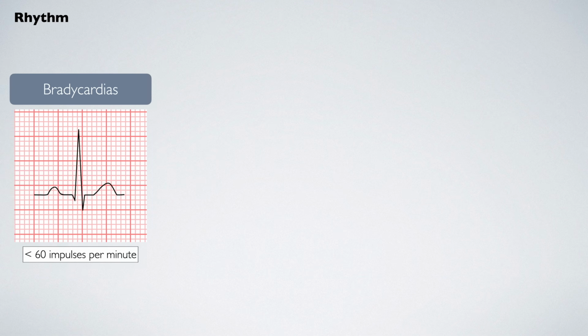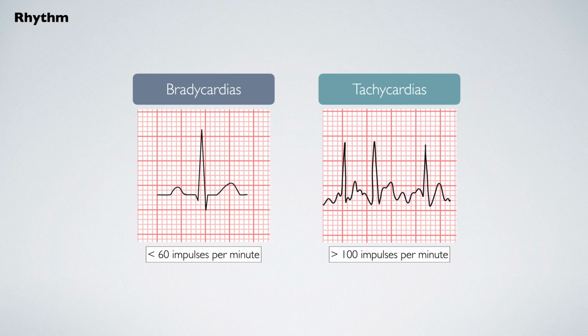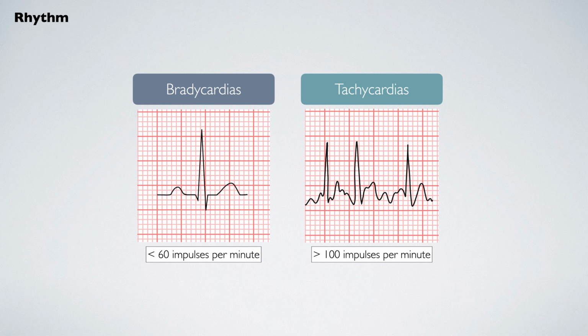Arrhythmias can be classified by the ventricular rate. A ventricular rate less than 60 beats per minute is known as a bradycardia. A rate greater than 100 beats per minute is known as a tachycardia. In this first section, we'll focus on the tachycardias, but don't worry, we'll come back to discuss the bradycardias later.